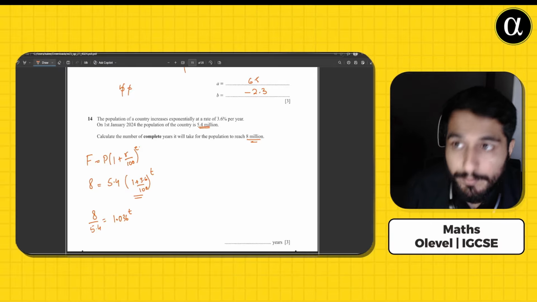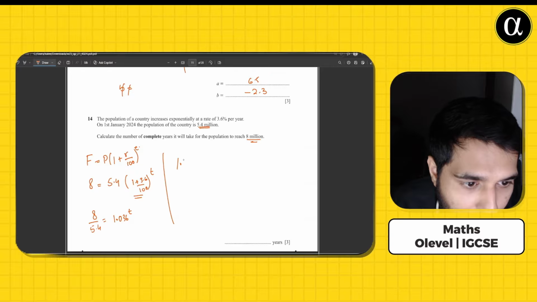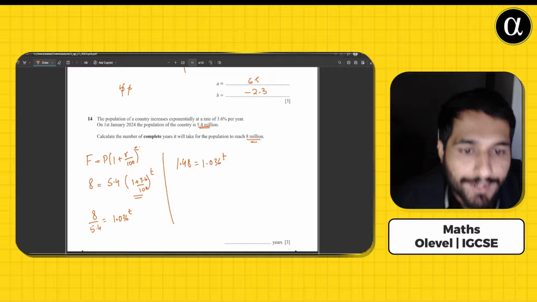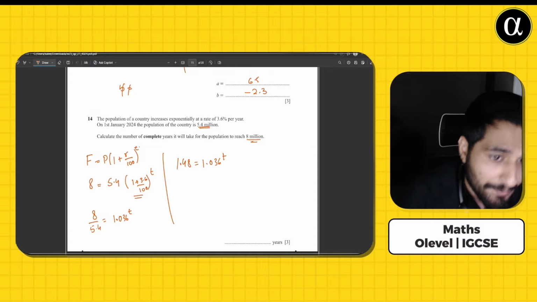That's going to give us 1.48. So that gives us what? 1.48 is equal to 1.036 power t. Now, what can we do over here? This might be tricky for some students.